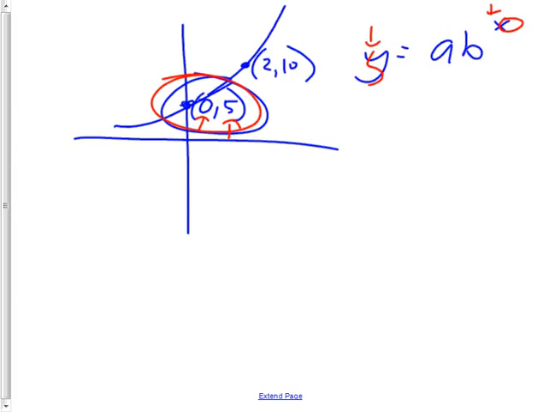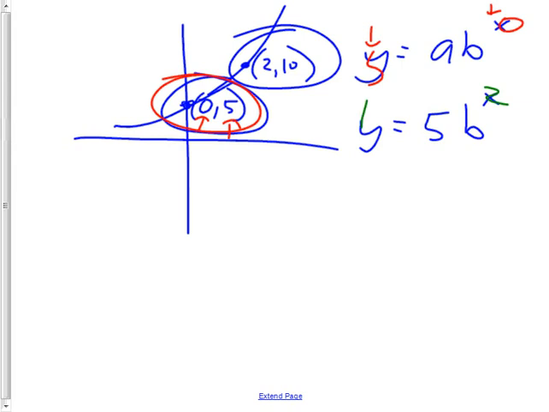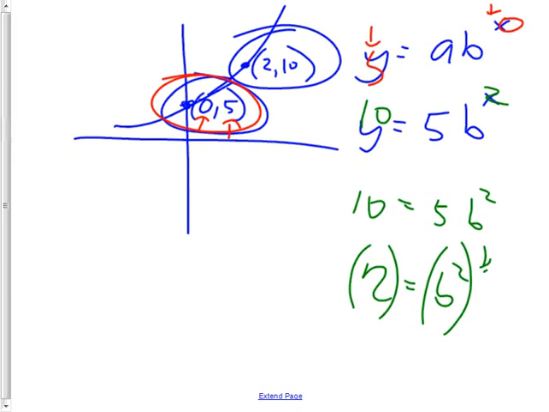All right, so okay, let me go back a couple pages. There it is. So now, if a is 5, then I have y equals 5b to the x, and in this, I put in x is 2 and y is 10, and I have 10 equals 5b to the second. Divide by 5 on both sides, 2 equals b to the second, and I have to take the square root of both sides, and I have b equals the square root of 2.